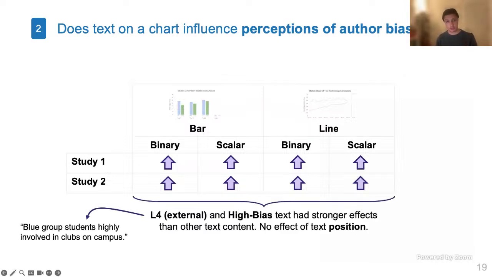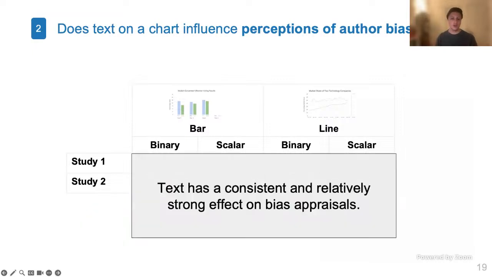Some text content was also more influential here. So specifically, including external information led to higher rates of matched appraisals, indicating that text that brings up some kind of contextual event may be a larger signal of bias than text which just describes the data trend. So here you have an example of what that L4 text might have looked like. And high bias annotations also increase perceptions of bias as we would expect, sort of a sanity check there. From all of this, we can conclude that text does have a consistent and strong effect on perceptions of bias, especially in comparison to the lack of effect on predictions.